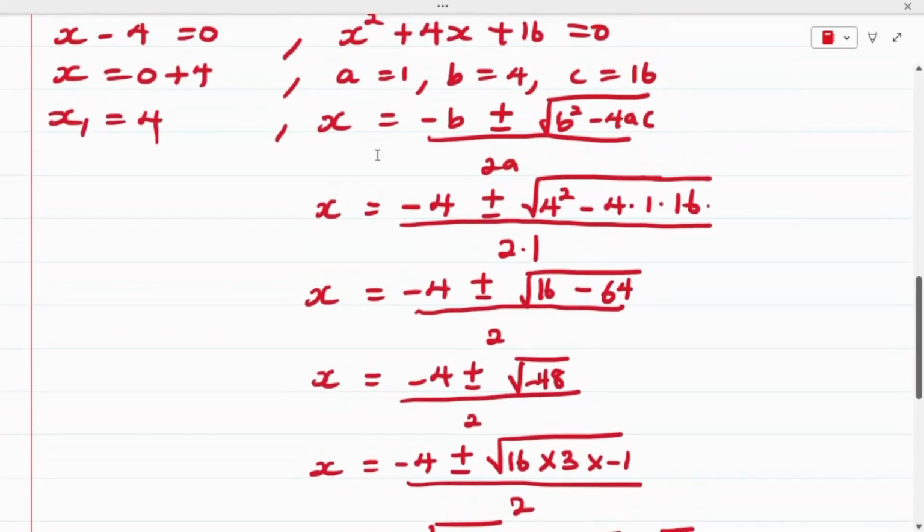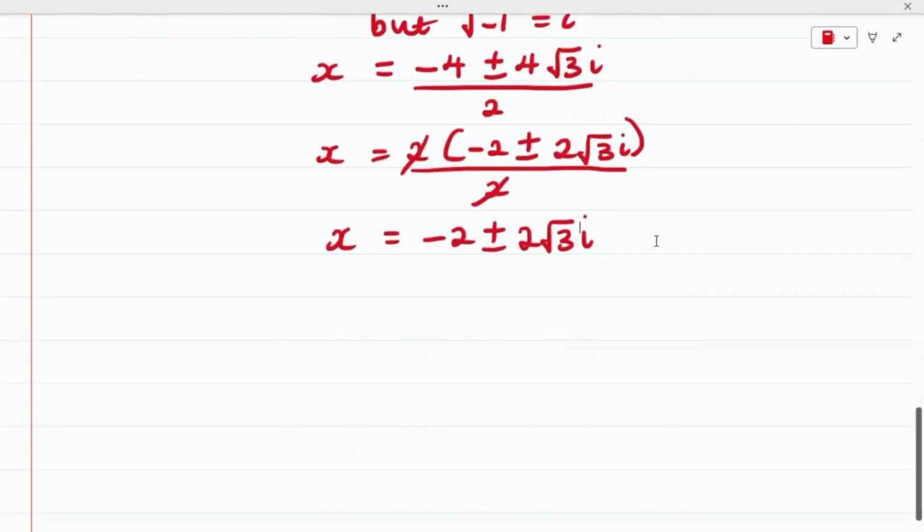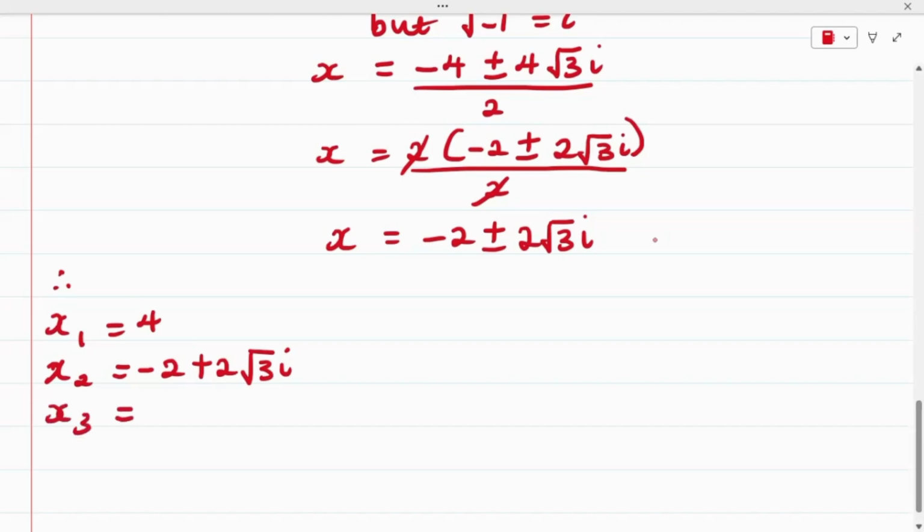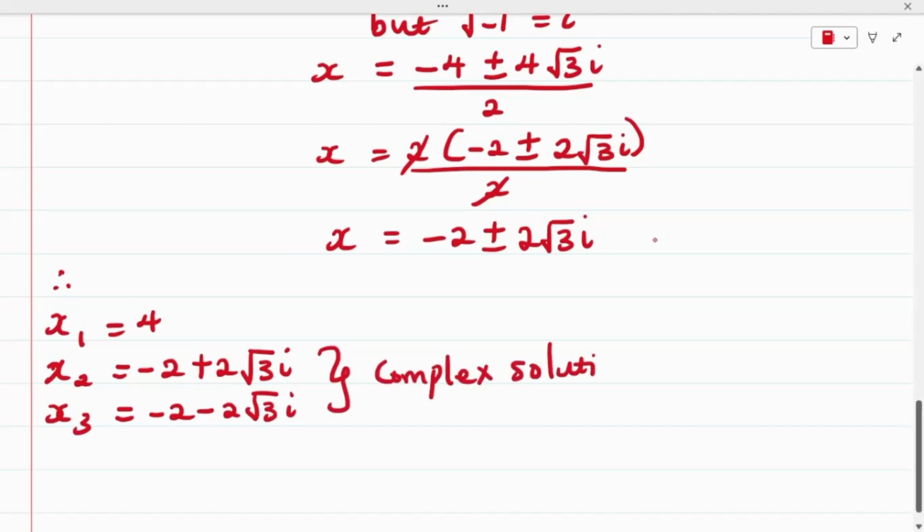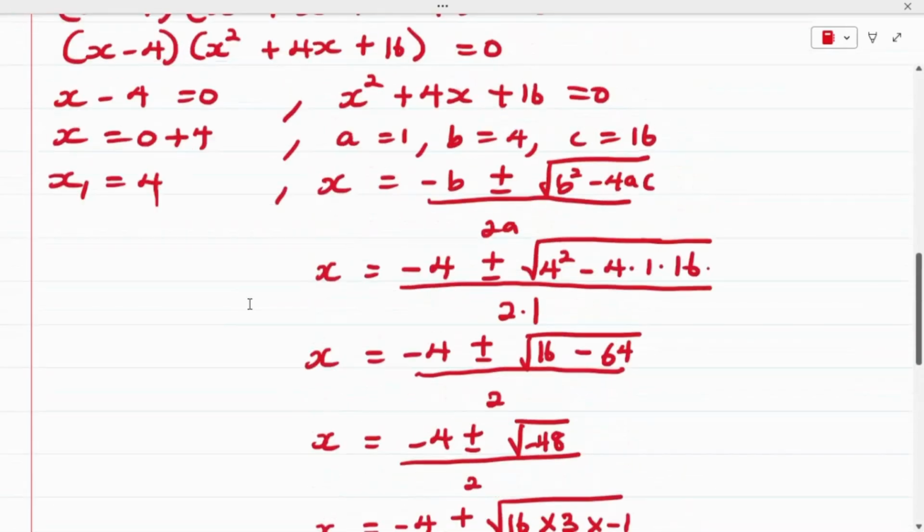Here we have x1 equals 4. So at this point, we say, therefore, x1 equals 4, x2 equals minus 2 plus 2 multiplied by the square root of 3 i, and x3 equals minus 2 minus 2 the square root of 3 i. Here x2 and x3 are the complex solutions, and x1 is the real solution. So we have been able to find the value of x in this nice math Olympiad algebra problem.